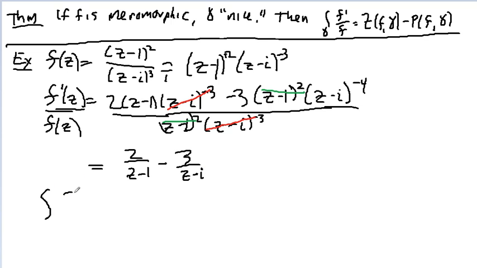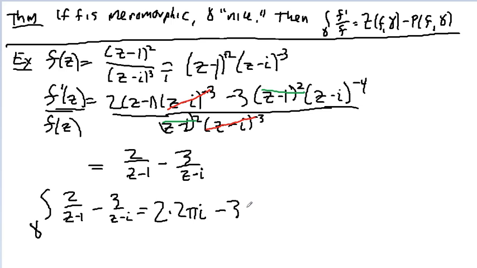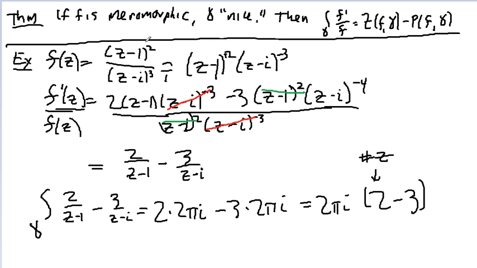And so if I take the integral around it, 2 over z minus 1 minus 3 over z minus i, this isn't too hard to figure out. This is going to be 2 times, maybe use the Cauchy integral formula, minus 3 times 2 pi i, or you could use residues, equals 2 pi i times 2 minus 3, which is the number of zeros, right, because I have 2 zeros here, minus the number of poles. That's the number of poles. So that's exactly what this theorem is saying. The theorem is saying that this always happens.